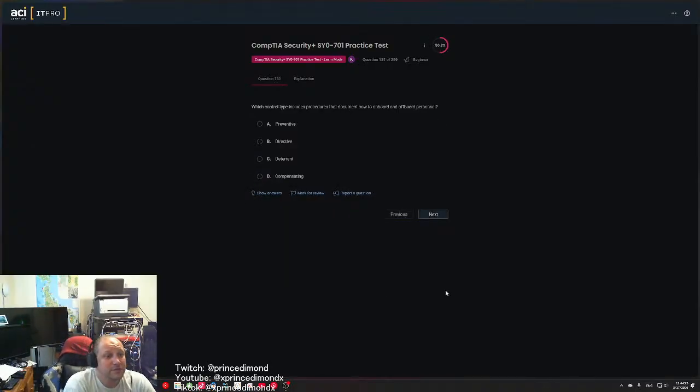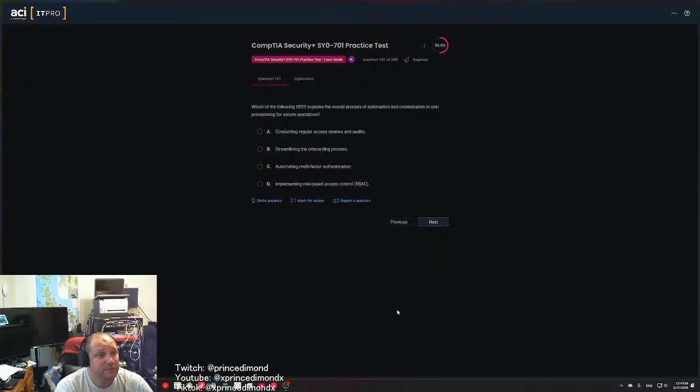Which control type includes procedures that document how to onboard and offboard personnel? That is going to be a directive. So it's not a preventative, it's not a deterrent, and it's not a compensating control. This is a directive. Basically, somebody tells you, hey, you get an email from HR, let this person go. You get another email from HR, hey, we're going to hire this person, start getting their assets ready. There's a whole process for that. So let's check our answers, and that is correct.